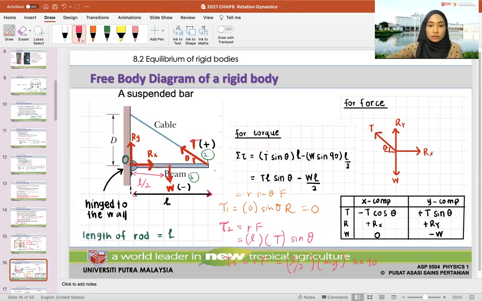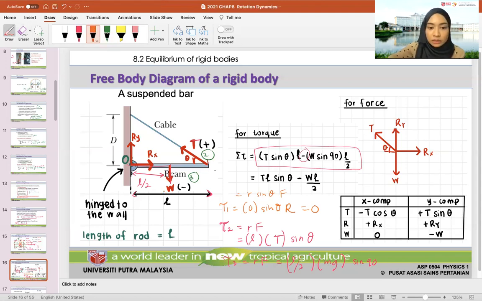Okay, so now I add all this together. This guy is 0. This guy is L tension sine theta. We don't know yet. This torque number 3 is L over 2 mg sine 90. So this is exactly what we have over here. But we haven't defined the direction yet. So now we have to define the direction.